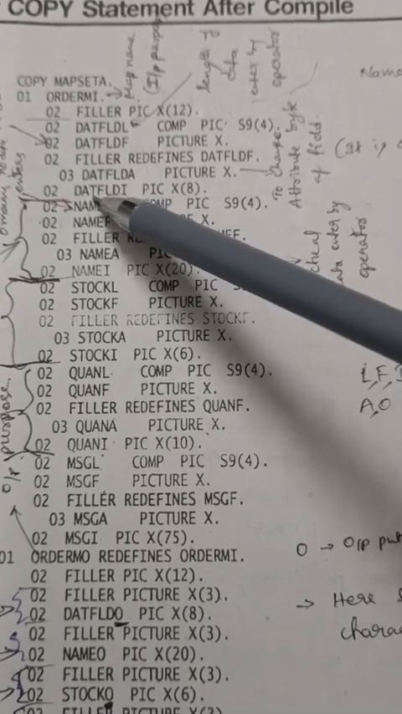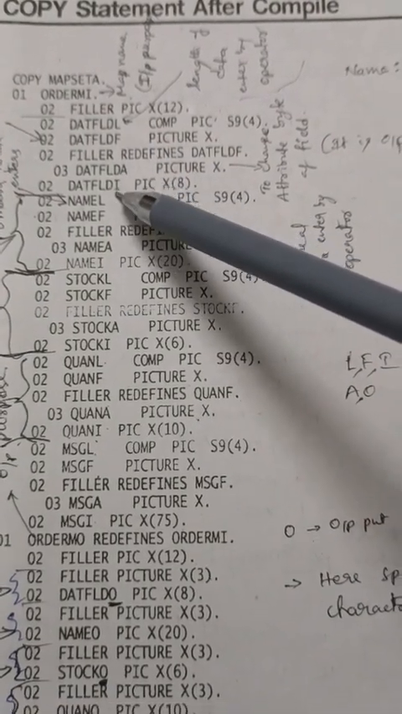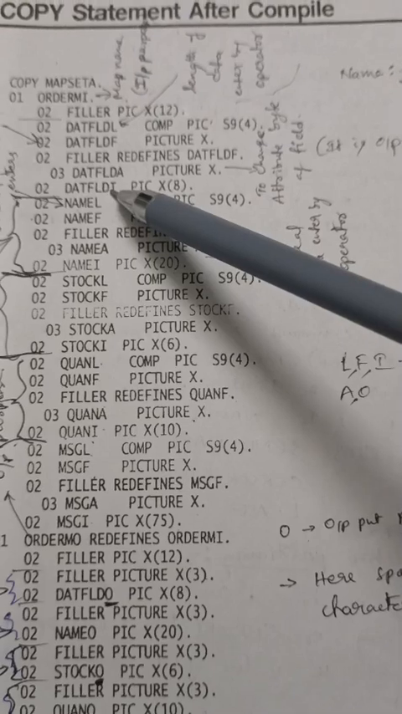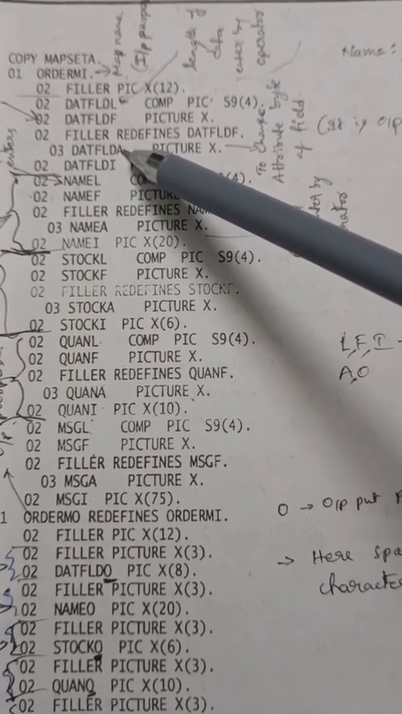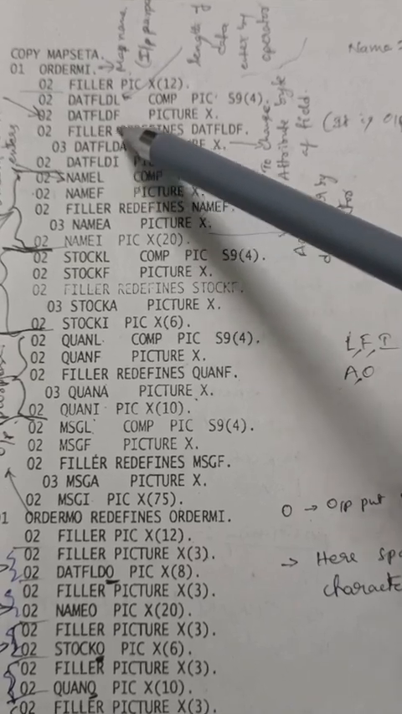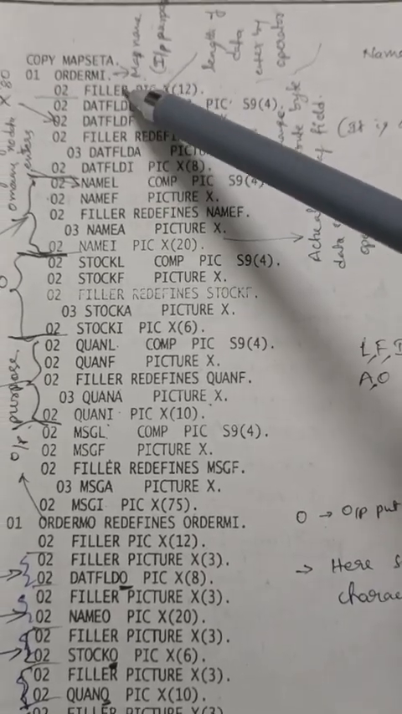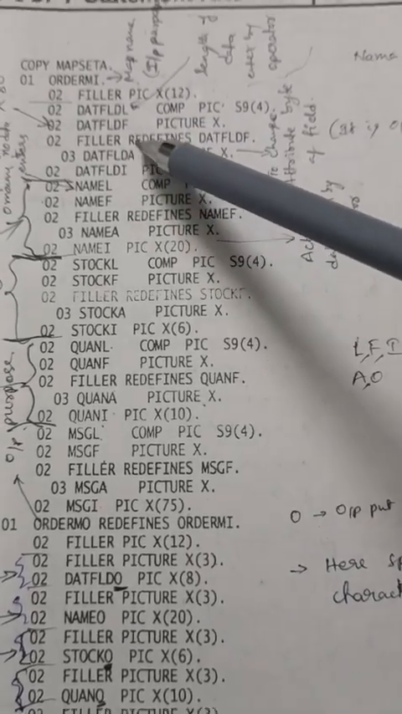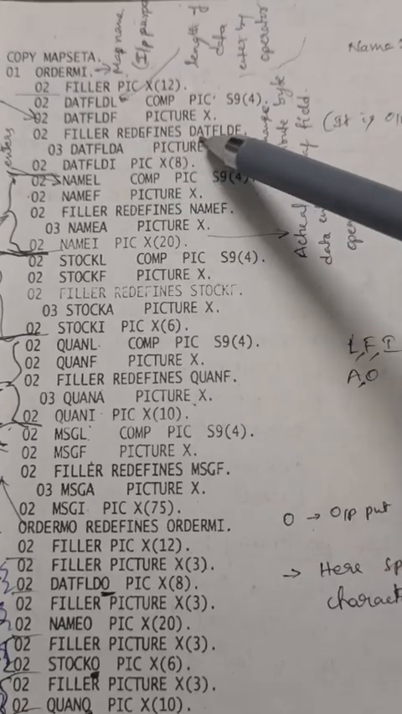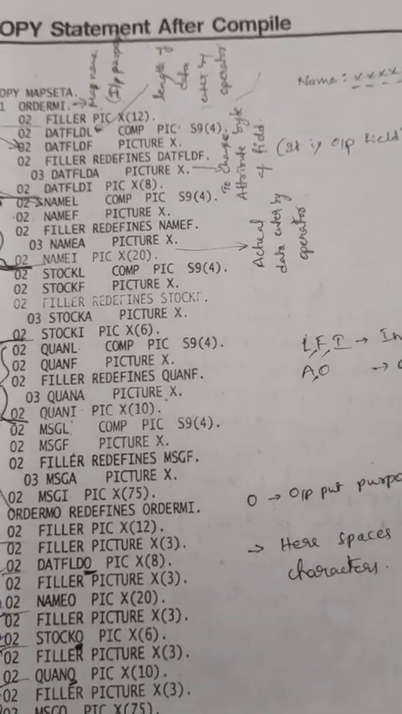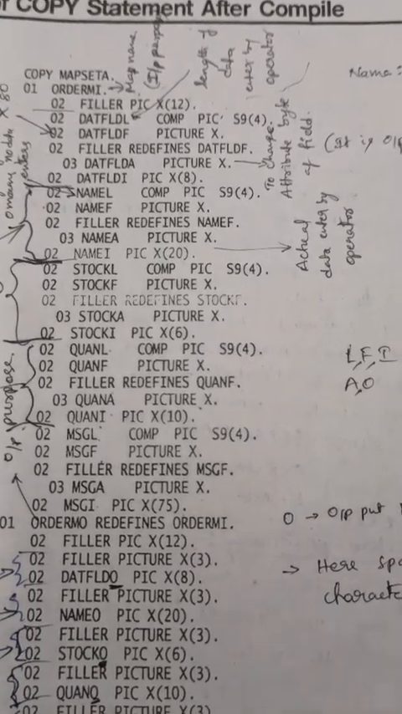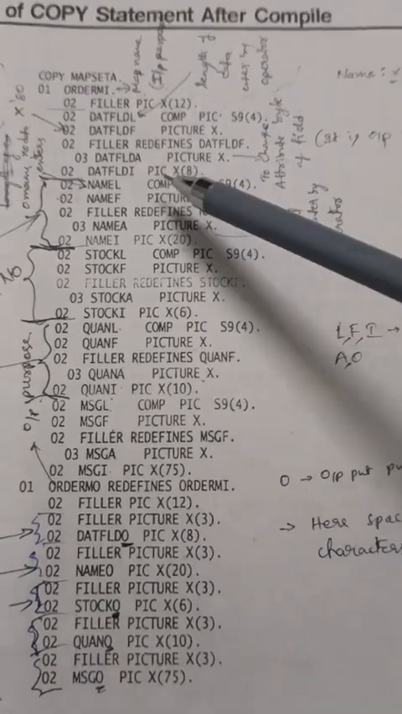And this is for the fields input L, F, I. The attribute field is an output field, but it will be generated in the input map only. But we are using it, that's why it is used. Filler redefines flag length flag byte. But this is an output field, A is an output field.